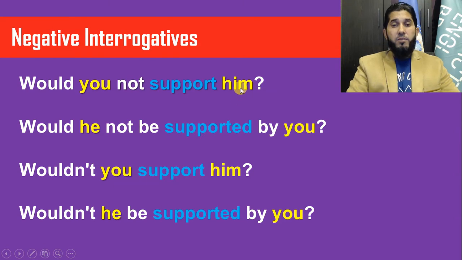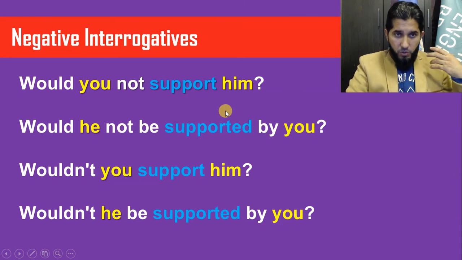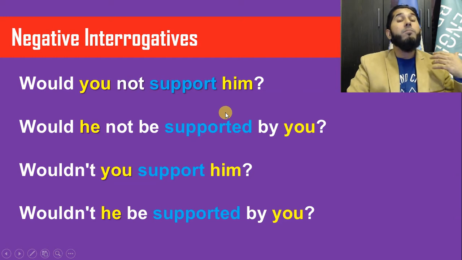So obviously him became the object of this main verb support. So the object becomes the subject of the passive sentence. You bring the same modal auxiliary word at the beginning of your question in passive form. Would he not be supported by you? So this is how you change negative interrogatives in complete form.